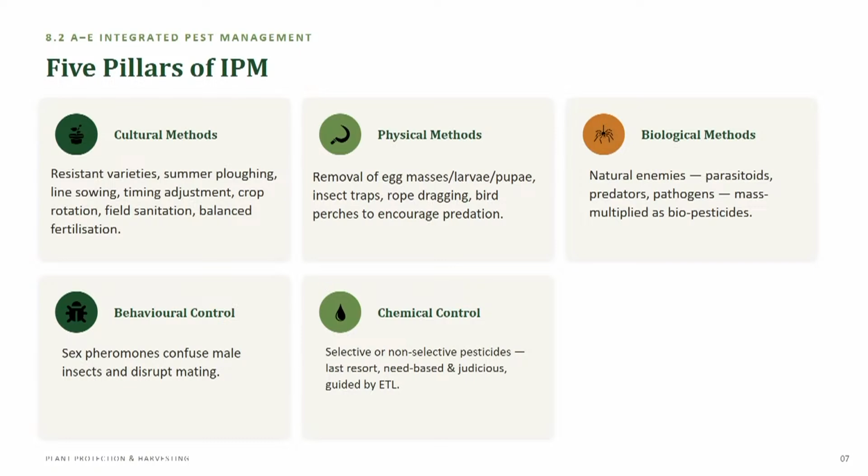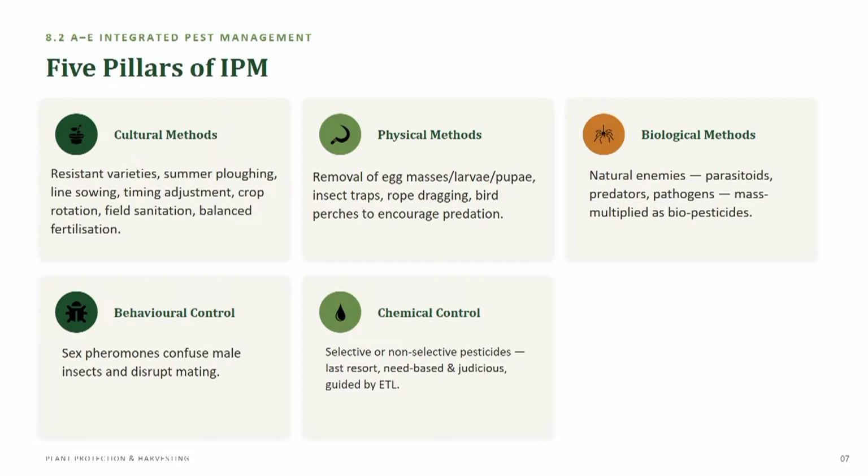Now our fourth pillar is behavioral control. In case of behavioral control, we can use various types of sex pheromone chemicals that can confuse the male insect, and as a result it can disrupt the mating procedure of the insect pest. And now comes the last pillar, and it is chemical control.